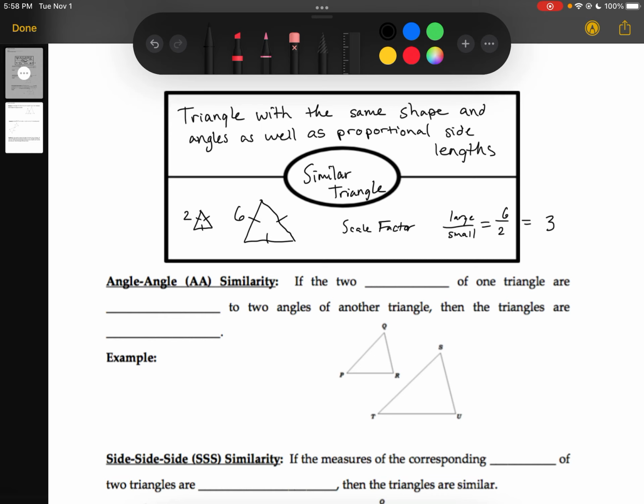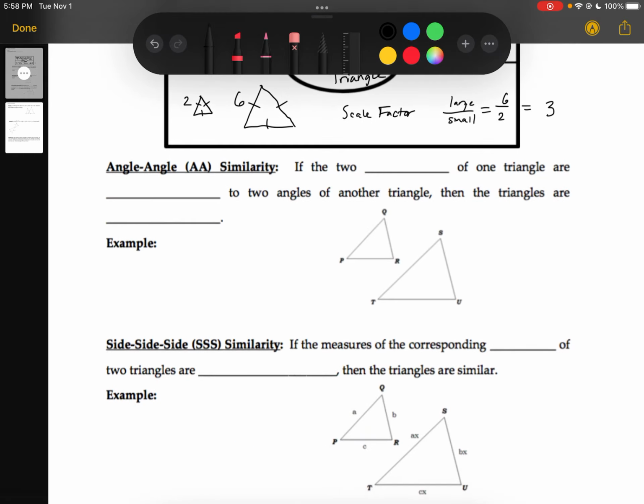So we have a couple of theorems that allow us to prove that triangles are similar, other than just passing the eye test or checking every single angle or other things along those lines. The first one is our angle-angle similarity theorem. This is not for congruence. We're not saying the triangles are the same in every way. We're just saying that they are proportionally similar.